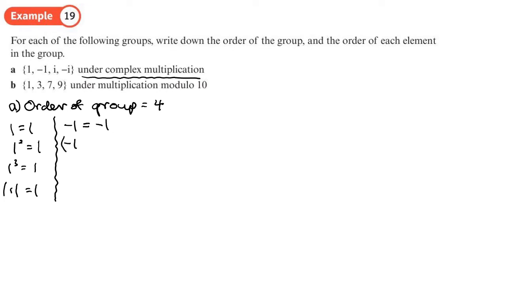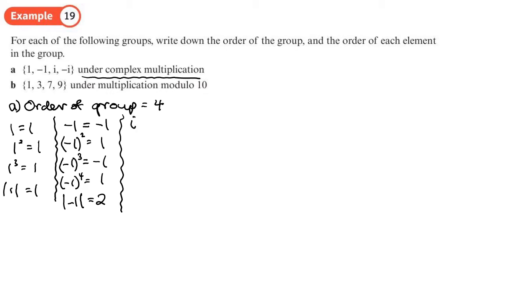So then negative 1 squared, that gives me 1. Then negative 1 cubed. That will give me negative 1, and then negative 1 to the power 4, back to 1 again. So you can see what's happening is you're just generating 2 elements here. So the order of negative 1 is 2. So let's move on to the i.